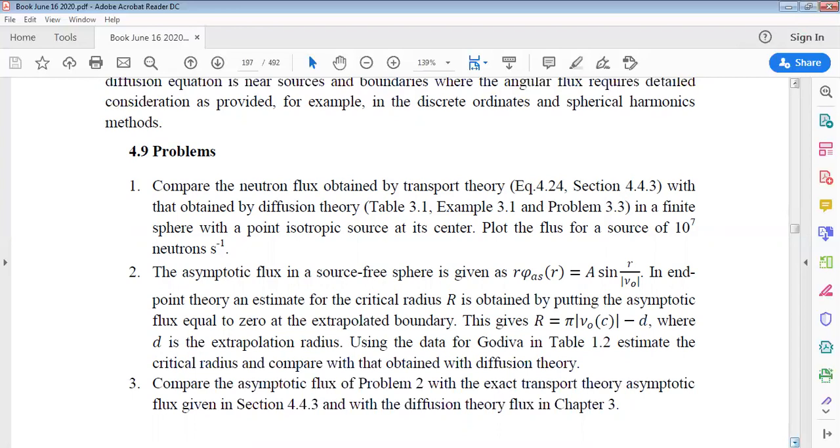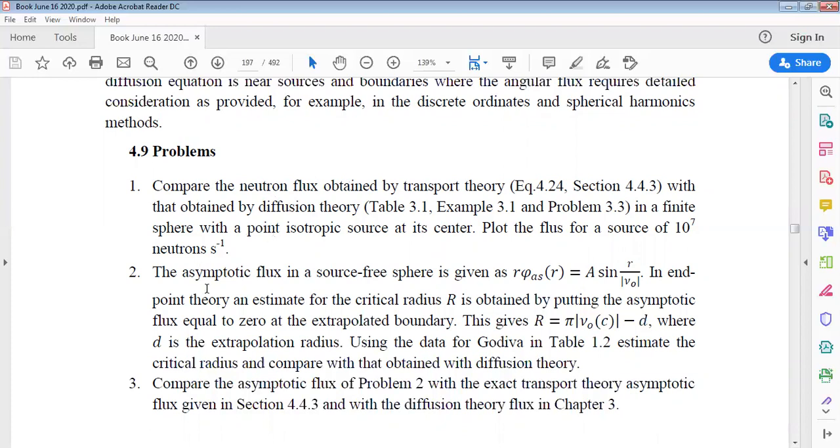Now let's look at a number of problems that we are now in a position to solve. The first problem I've given you is to compare the neutron flux obtained by transport theory, if you go back in this lecture, and that obtained by diffusion theory in a finite sphere with a point isotropic source at its center. Plot the flux for a source of 10 to the 7 neutrons per second. I think this is a very important exercise for you.